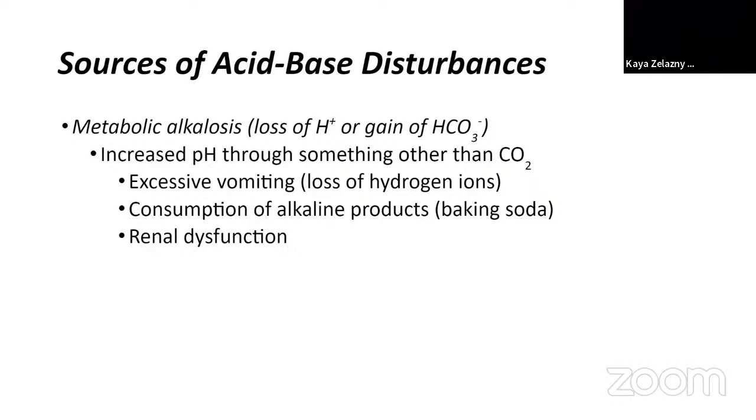Or again, renal dysfunction. So here, if we're reabsorbing too much bicarbonate or we're synthesizing too much bicarbonate, that could also cause alkalosis. So your kidneys are supposed to be balancing, which is why they're on both lists, right? If something goes wrong with the balance, depending on what went wrong with the balancing, that could either cause acidosis or alkalosis.